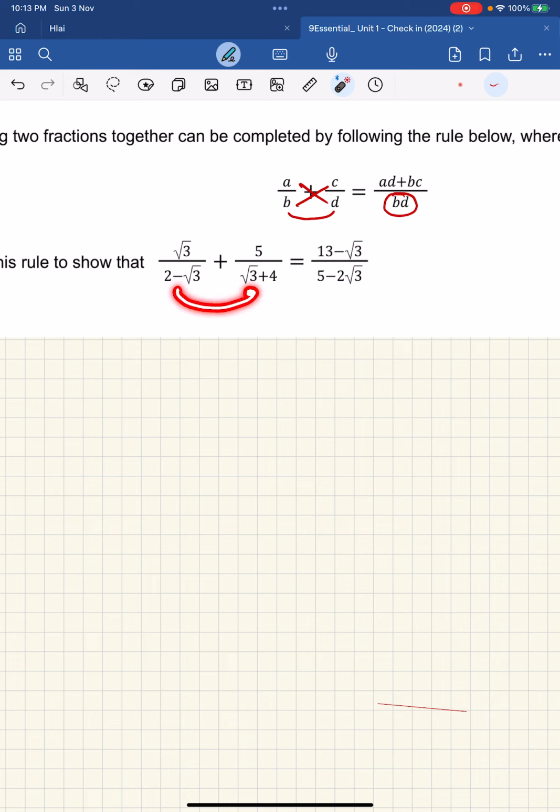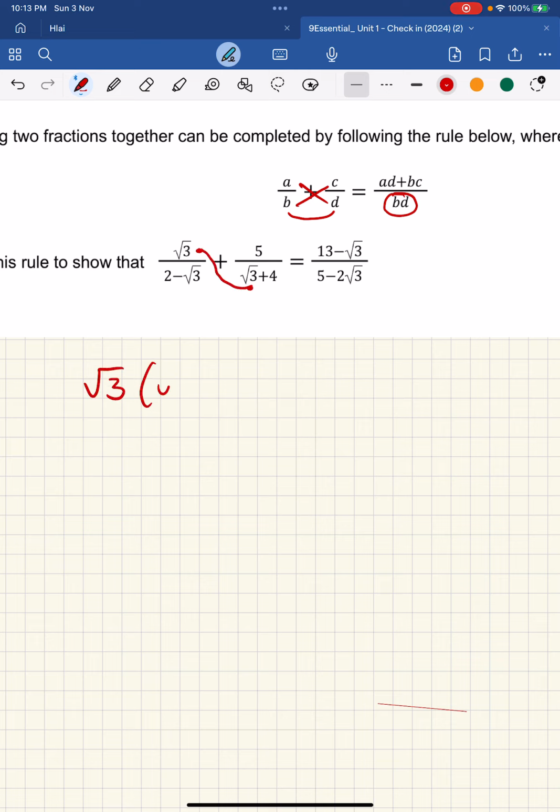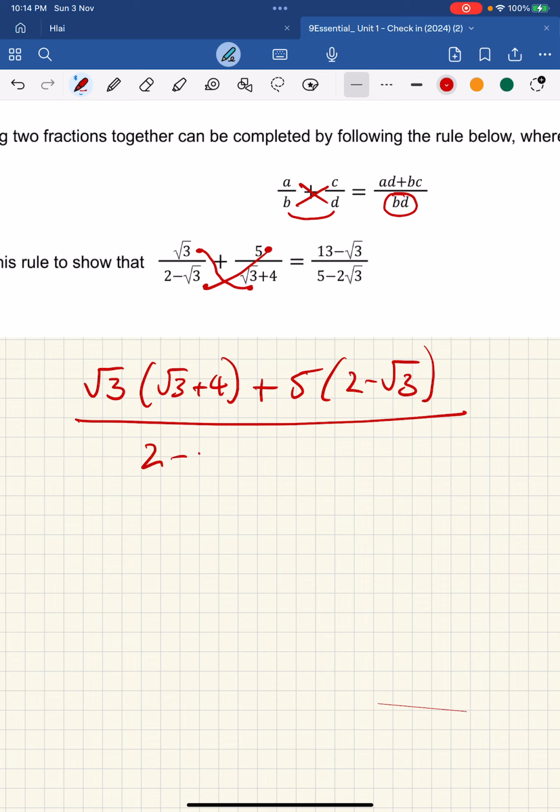This times this, this times this, this times this. So let's go ahead and get to it. So this will be root 3, right, times by this guy, and I put this in brackets. Important to have a bracket, and then plus this 5 times this denominator. And that's all divided by the common denominator, which is just the two individual fractions. Grab their denominators and multiply them together.